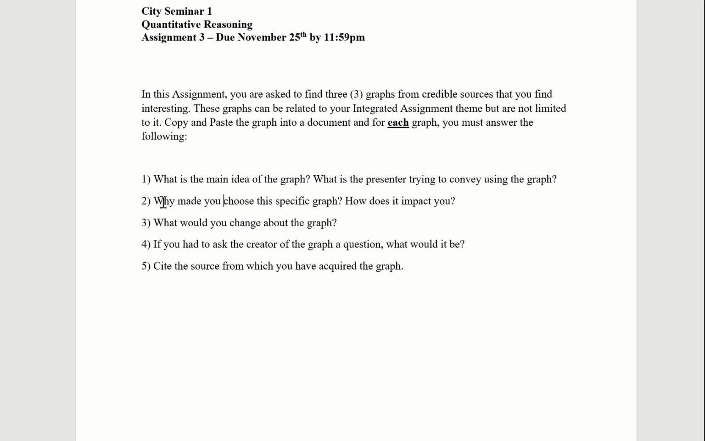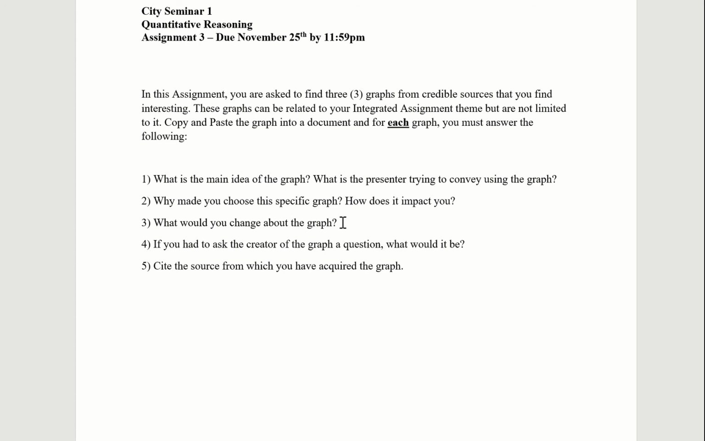Next question, why did you choose this specific graph? How does it impact you, right? Why is it important to you? Why did you choose it? What stuck out to you, right? Write about that. Third one, what would you change about the graph, right? Now, it could be an informational change, or it could be aesthetic change, something that you want to change about the looks of it, right?